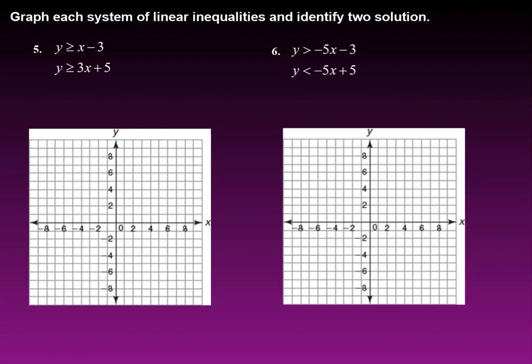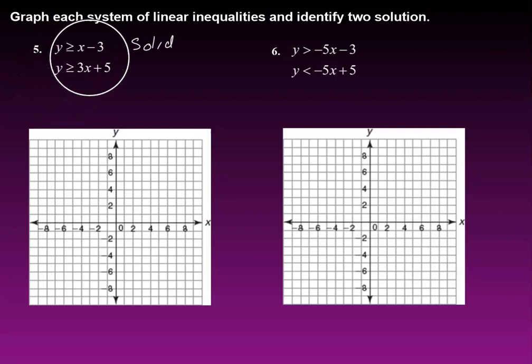identify two solutions. So number 5, we have y is greater than or equal to 2x minus 3. And then we have y is greater than or equal to 3x plus 5. Okay, first thing I'm going to do, we're going to work with this top one. And first thing I notice is that it's equal to, so it's going to be solid.